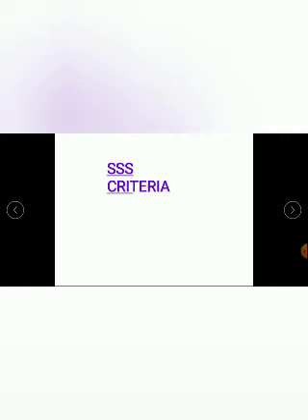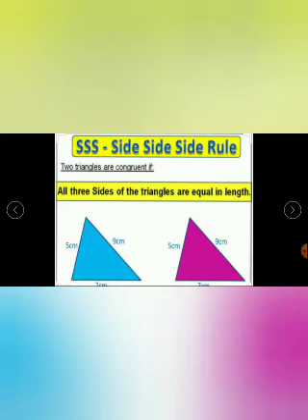SSS criteria. From the name itself, you are getting some idea, isn't it? You know, a triangle is a three-sided figure. So this SSS criteria is something related to the sides of the triangle. According to this criteria, when will two triangles be congruent, that we are discussing today.